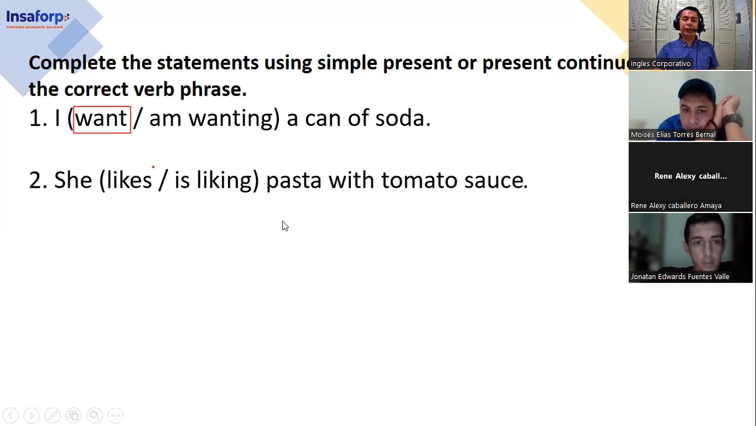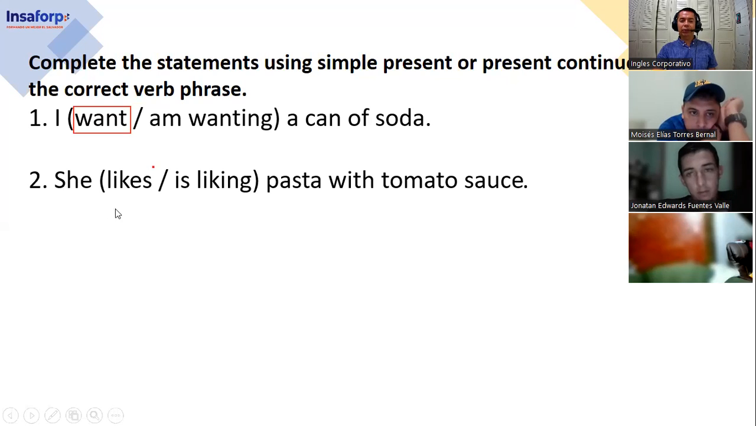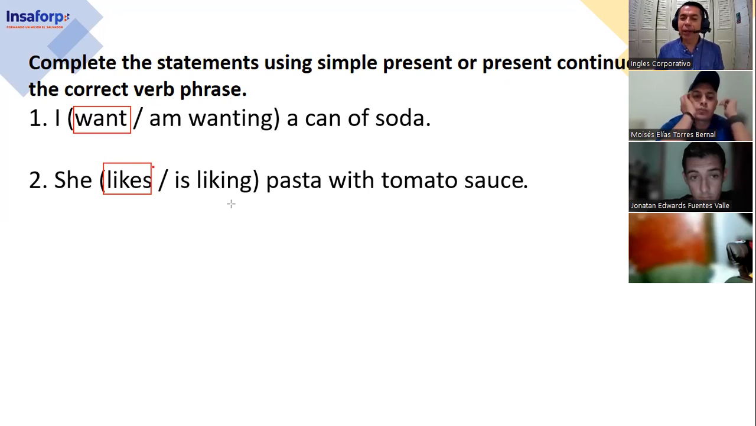Now, Jonathan, please. She likes pasta or she is liking pasta with tomato sauce? Likes, right? Simple present. Yes. This is because like and want are used for the simple present, right? Yes. They're used for the simple present. Now, she likes. It's not like you say, for example, poquito a poquito me está gustando. You know? No. You like or you don't like, right? Okay.